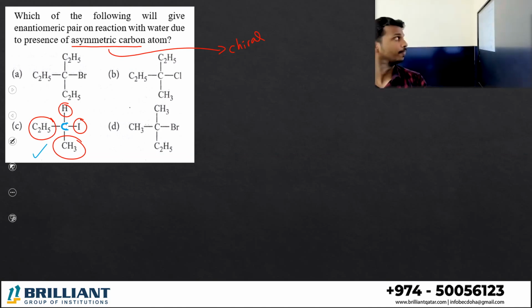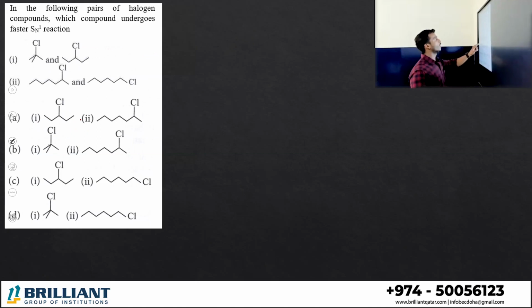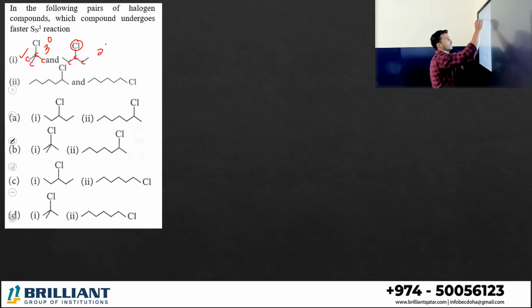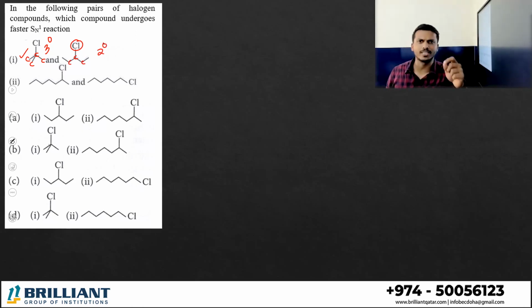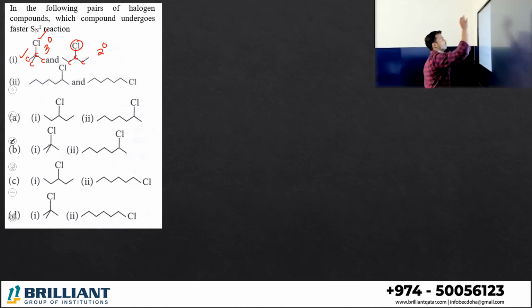All should be different. In the following pairs of halogen compounds, which undergoes SN1 reaction faster? You can see the first pair, 2 compounds are given. This is the first compound. Chlorine-connected carbon directly connected to 3 carbons. It is tertiary. Here the chlorine-connected carbon is directly connected to 2 carbons. Secondary. SN1 reaction is faster in tertiary or secondary? Tertiary. So the first one will undergo reaction faster.